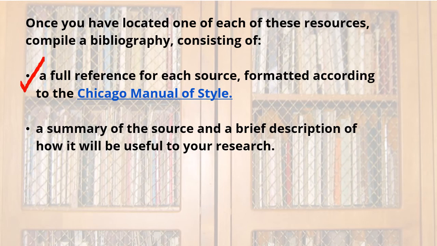So you have to cite images, you have to cite articles, you have to cite websites, you have to cite books. Also, you need to do a summary of the source and a brief description of how it will be useful in your research. This is otherwise known as an annotated bibliography. It is just a bibliography with a little annotation as to how it is useful for your project.